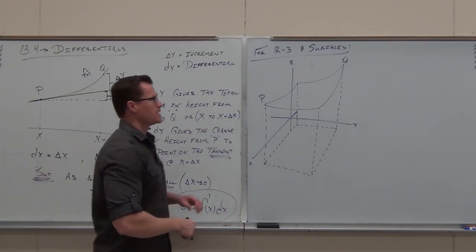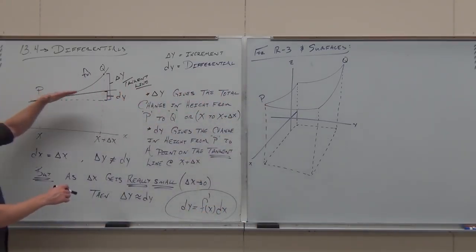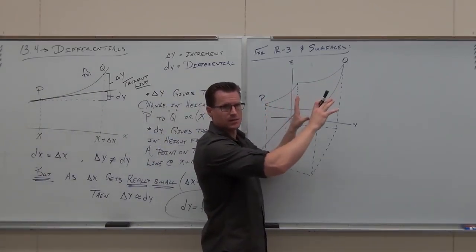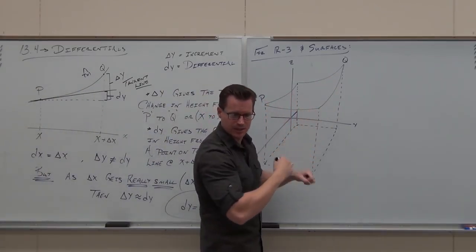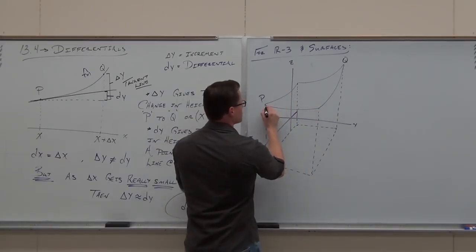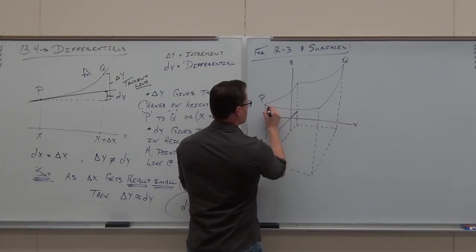We're going to start at P, and just like we did here, had a tangent line at P, I want to consider a tangent plane at P. Are you with me? I want the tangent plane at P. Kind of hard to draw. I'm going to do my best. Let's imagine that's there.